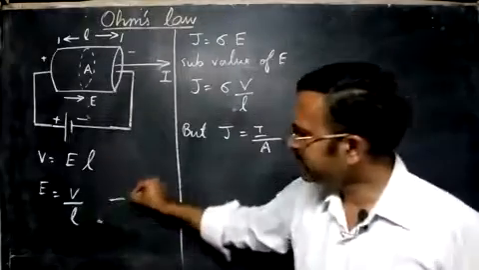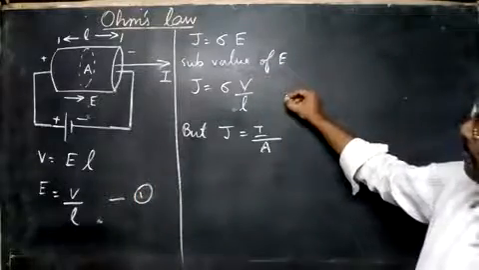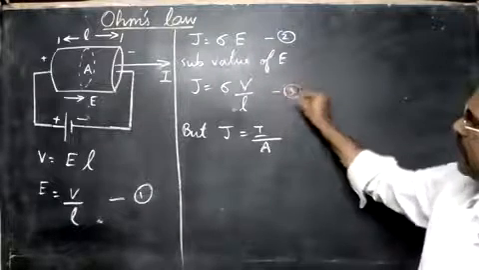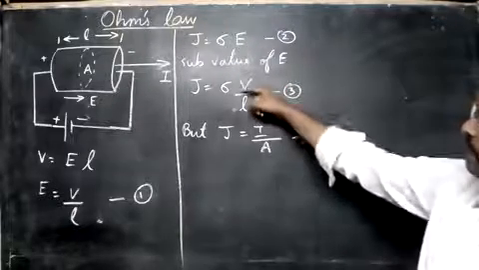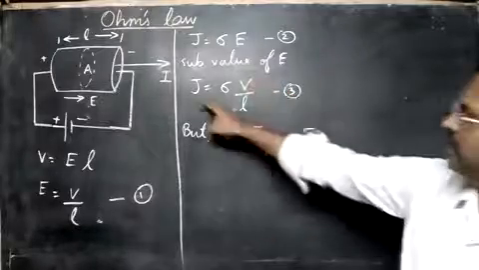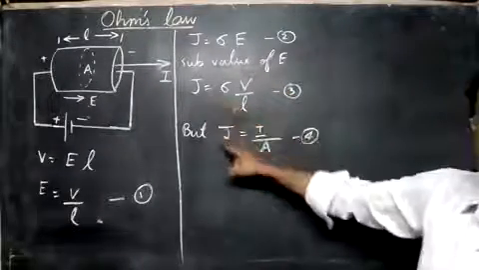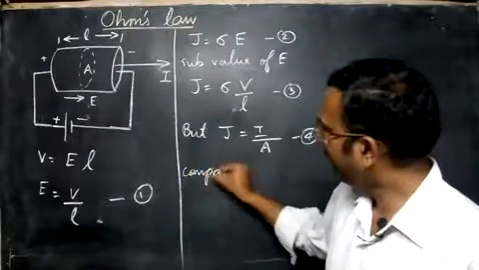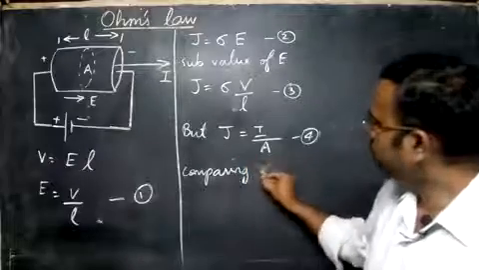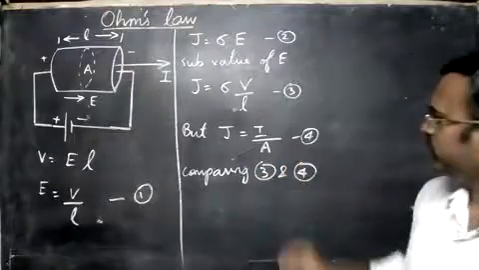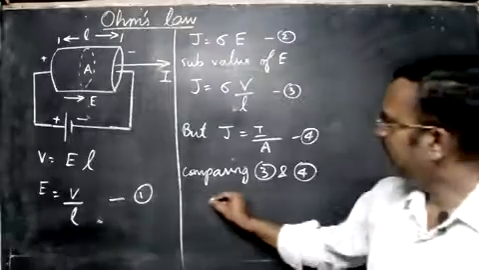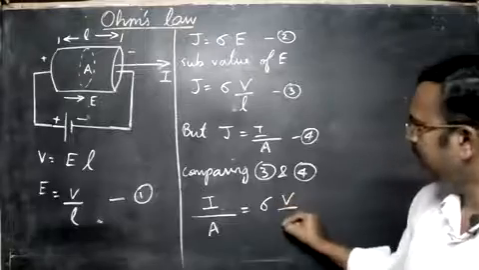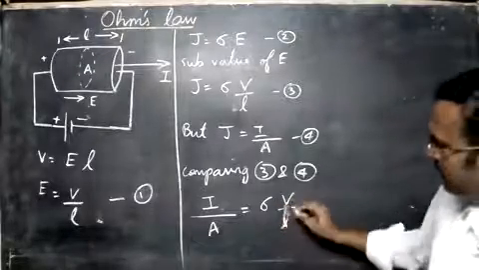Let me write this as equation 1, this is equation 2, this is equation 3, and this is equation 4. Compare left hand sides of equations 3 and 4. Left hand side is J, so left hand side is equal means right hand side also must be equal. Comparing equations 3 and 4, we get I by A is equal to sigma into V by L.